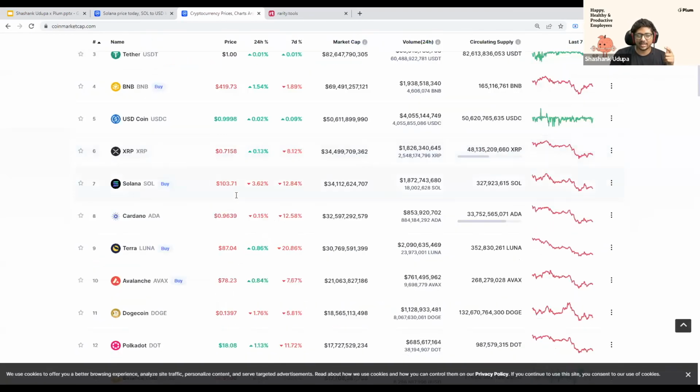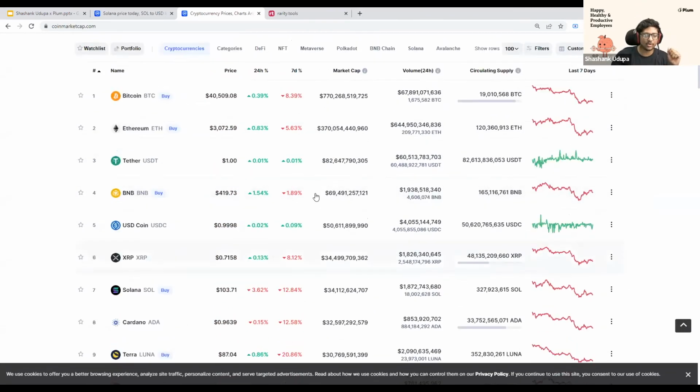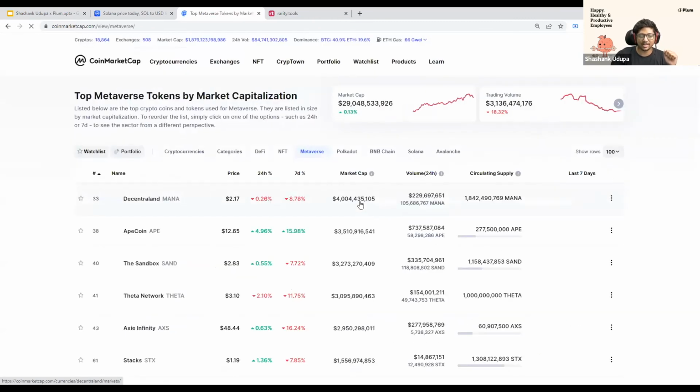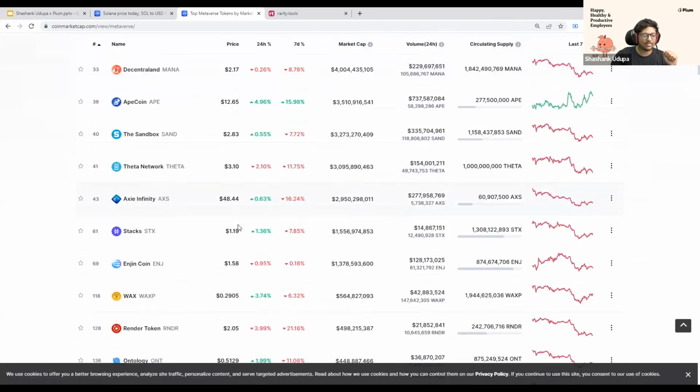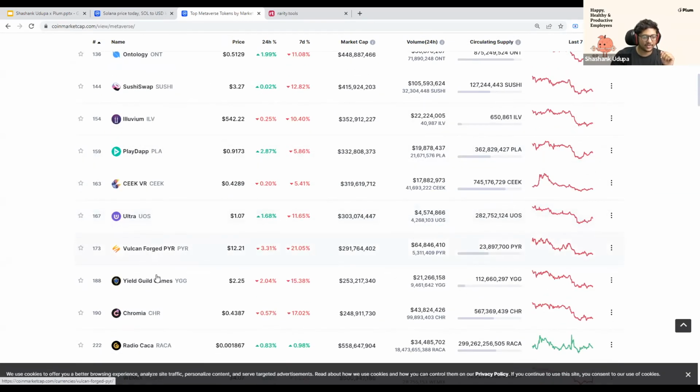But thinking that, oh, I'm going to invest right now, this will become very big. Please understand that that's why token economics is very important. So if I go to some smaller token, let's go to Metaverse. Let's say, for example, I am looking at some smaller token. I'm just giving an example, right? Say, for example, Yield Gilded Games. I'm just taking a quick example.